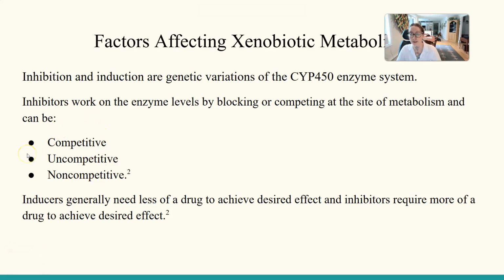So here, this touches again on inhibition and induction, which are genetic variations in the CYP450 system. Again, inhibitors work on the enzyme levels by blocking or competing at the site of metabolism and can be competitive, uncompetitive, or non-competitive. And inducers generally need less of the drug to achieve the desired effect. Inhibitors require more of a drug to achieve the desired effect.